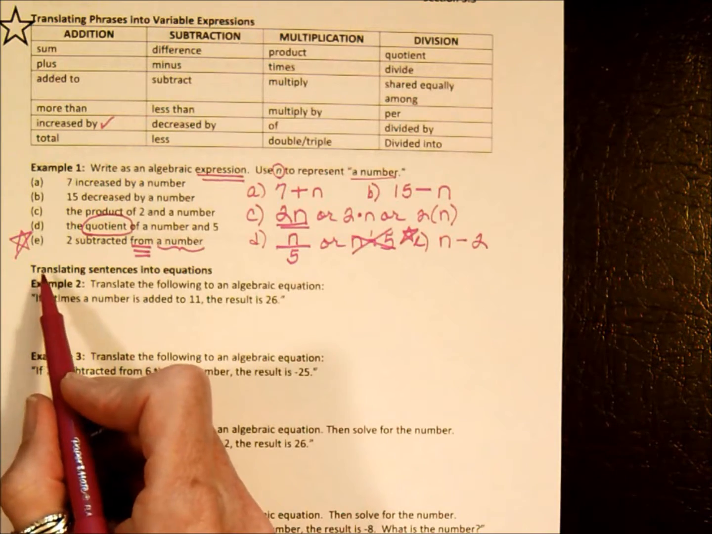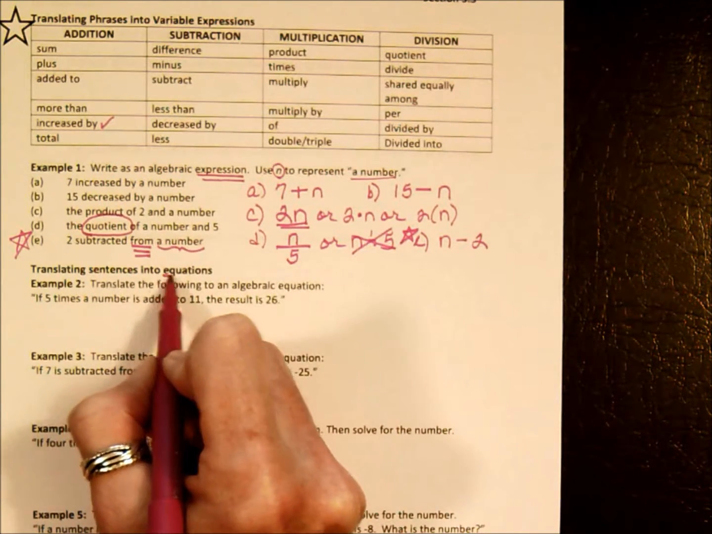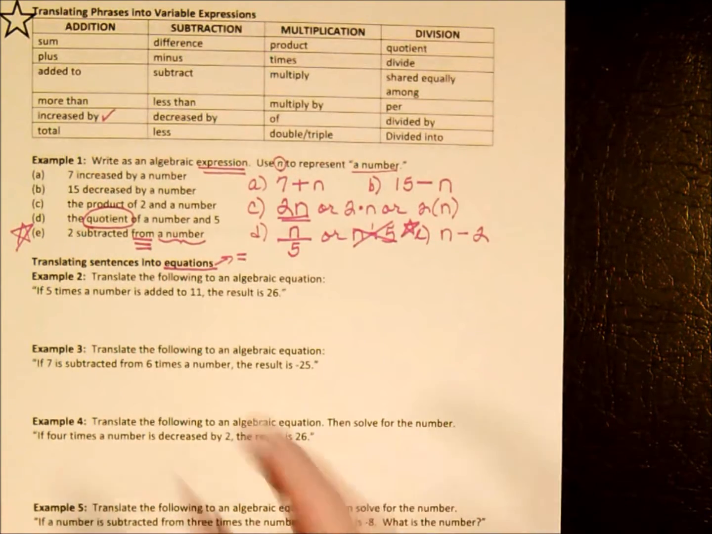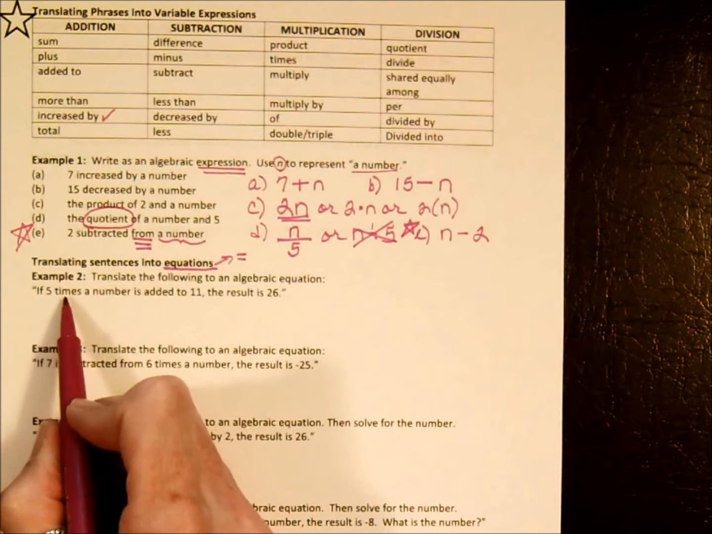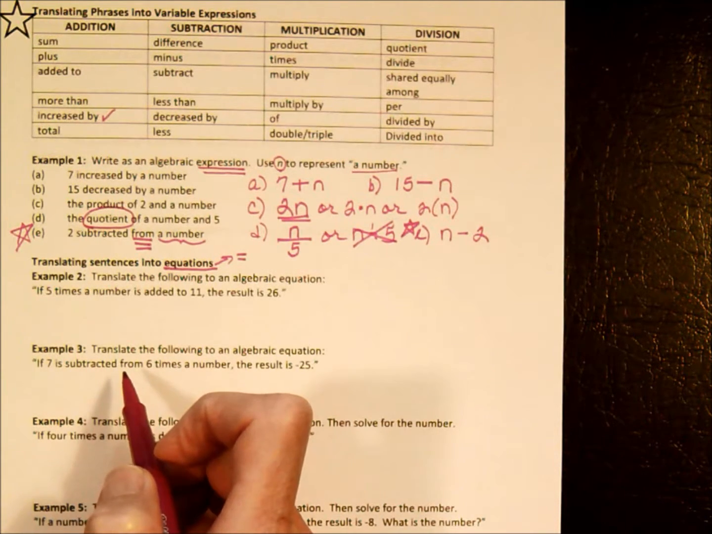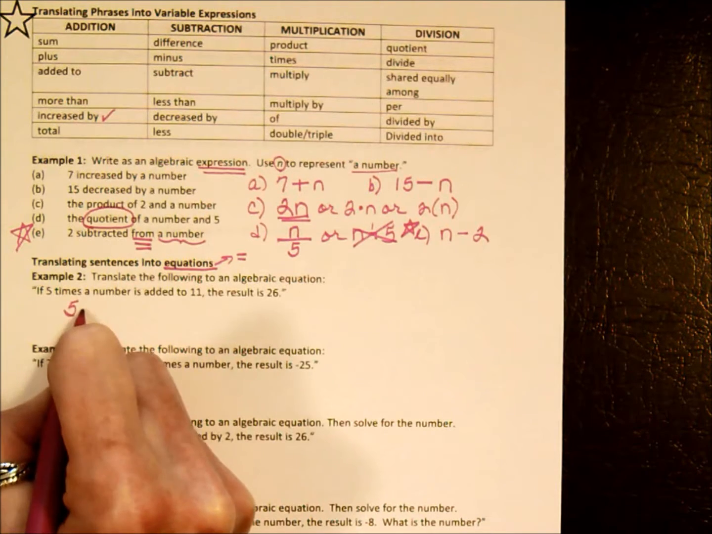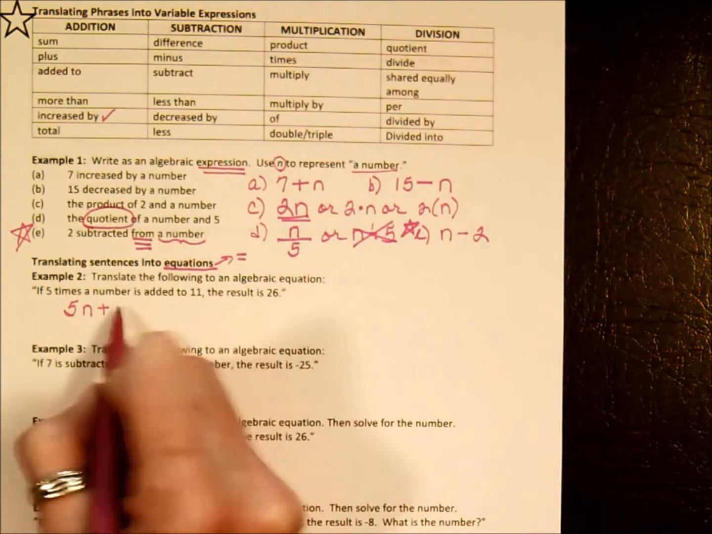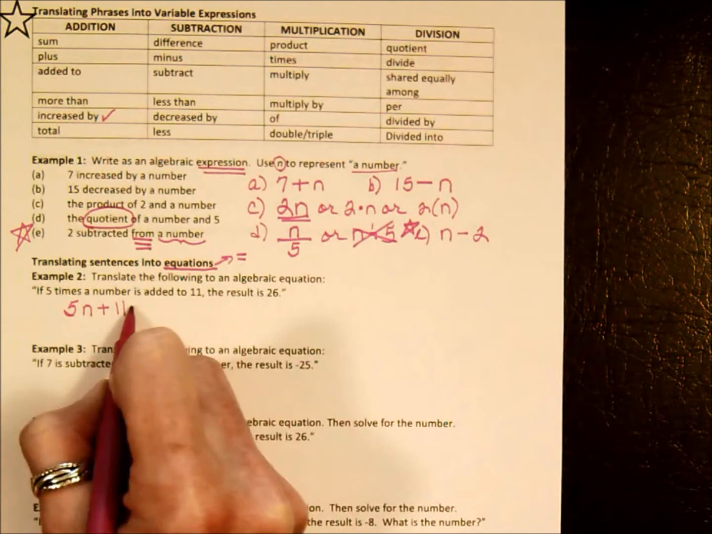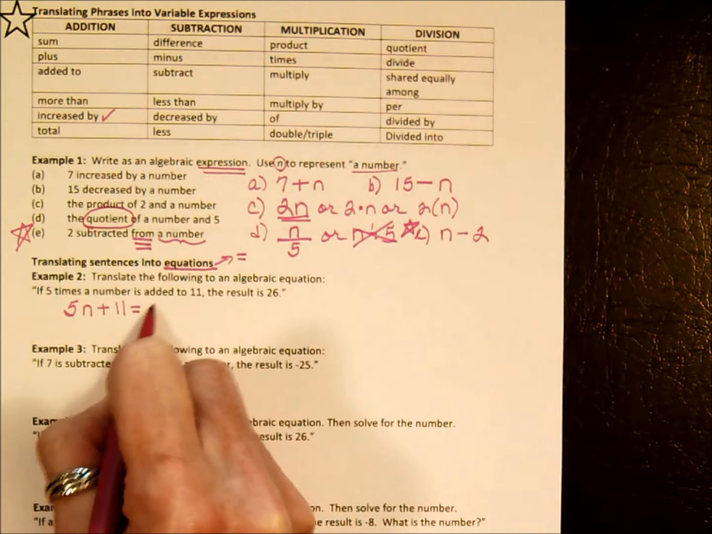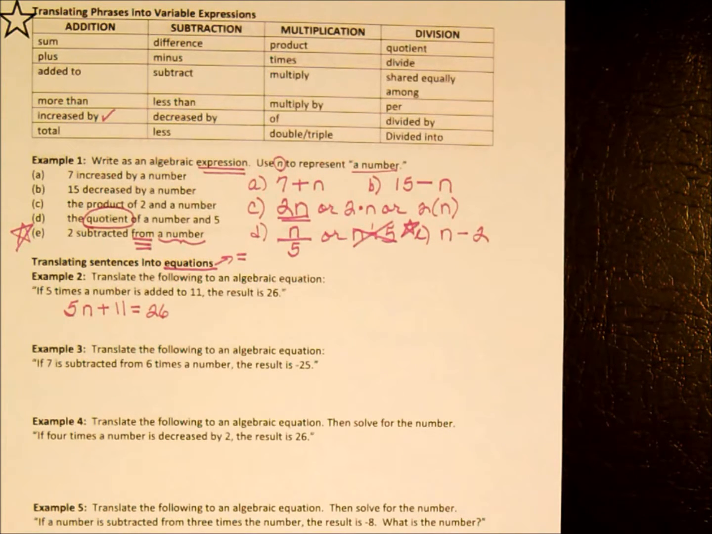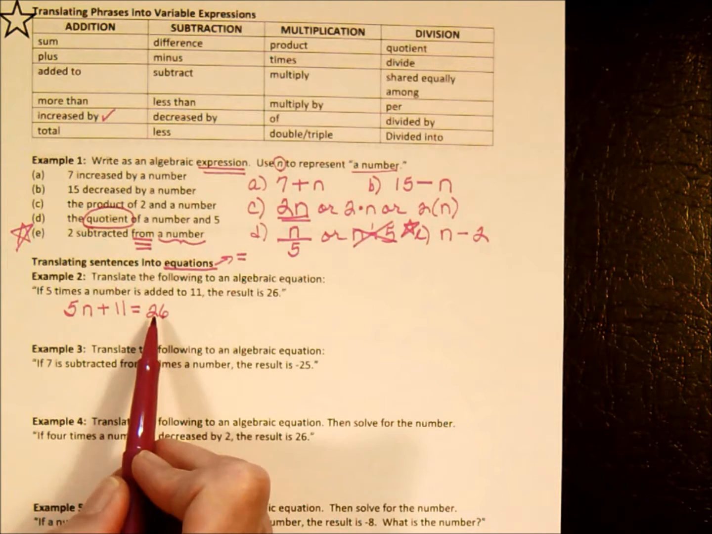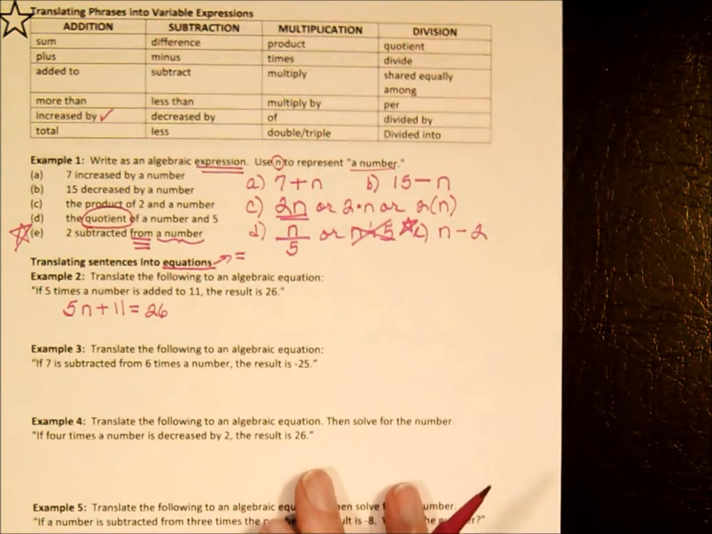All right, let's try translating some sentences into equations. And equations mean there's going to be an equal sign. So this one says, if 5 times a number, let's go ahead and use n again. So 5 times a number is added to plus 11. The result is equals 26. So I translated that directly. 5 times a number added to 11, the result is 26. It's a fairly easy translation.